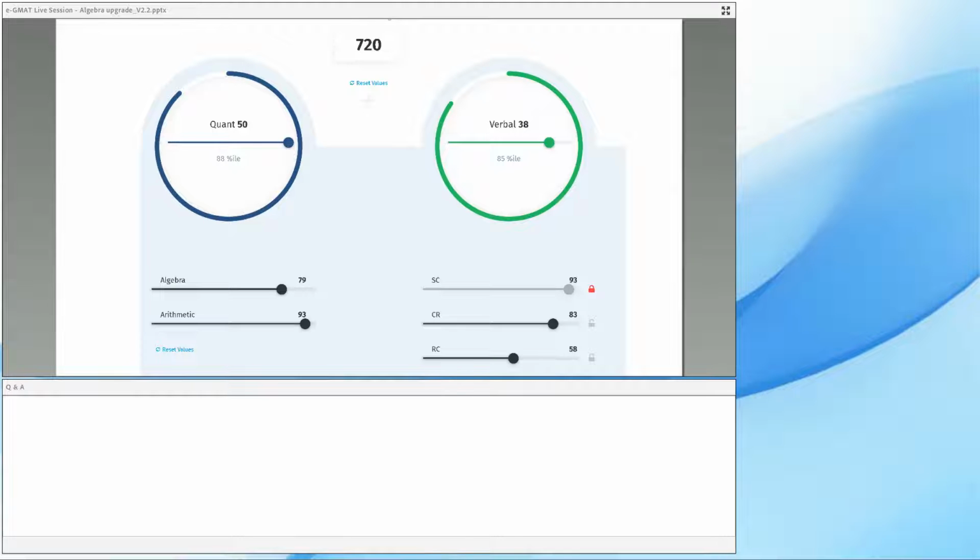Here's an example of a tool that we built called GMAT Planner. It has a neural network in the back end that allows you to try out all of these permutations and combinations in quant and verbal scores.